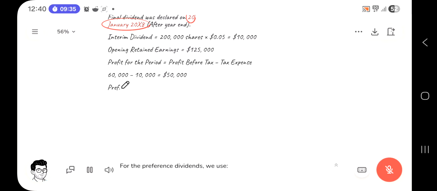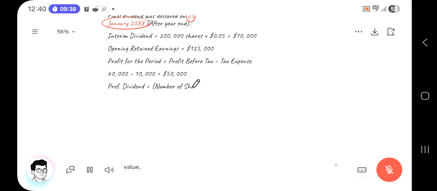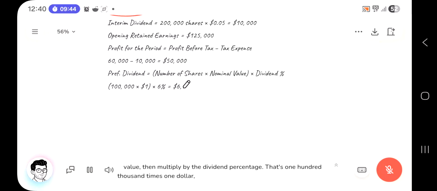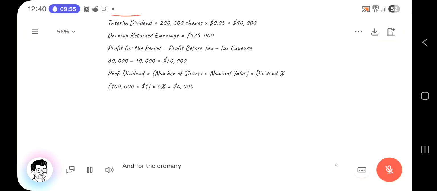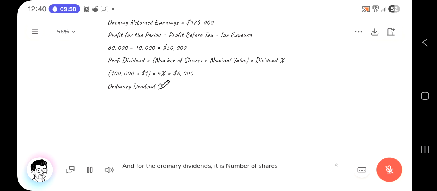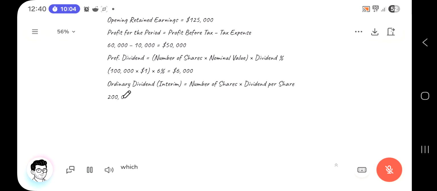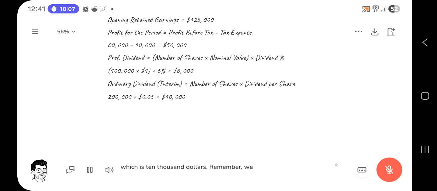For the preference dividends, we use number of shares times nominal value, then multiply by the dividend percentage. That's 100,000 times $1 times 6%, which equals 6,000. And for the ordinary dividends, it is number of shares times dividend per share. We have 200,000 shares times 5 cents, which is $10,000. Remember, we only use the interim one because the final dividend happened after the year ended.